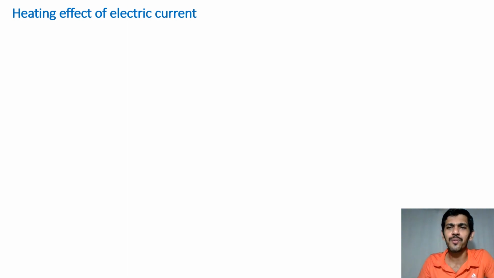As we all know, when some fan is switched on for a long time, what happens? That particular fan gets heated up. Similarly, an incandescent bulb, if it is used for some time, gets very hot. We can't even touch it.